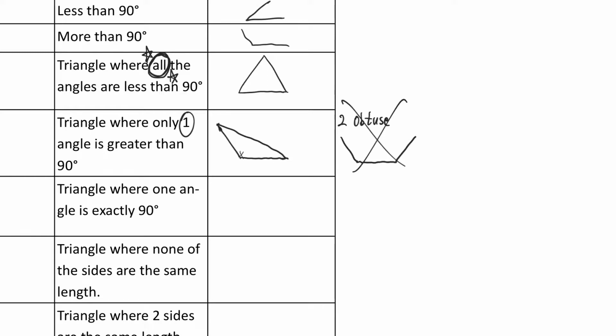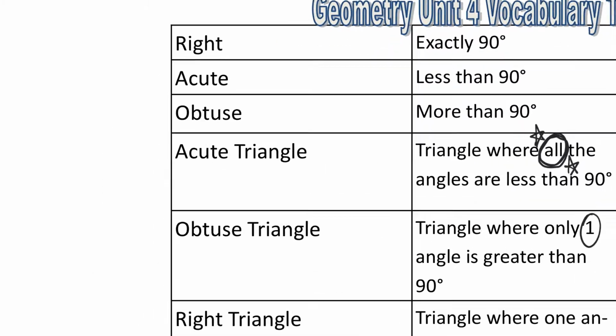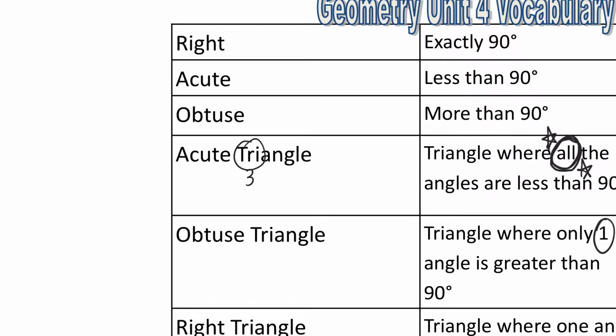No. No, okay? I just want you to see that. No. If there's two obtuse angles, it's not a triangle. You could not make a triangle from it. Because if you think about it, what does the word triangle mean? Three. Okay, it means three angles, right? That's what the word literally means, is three angles.